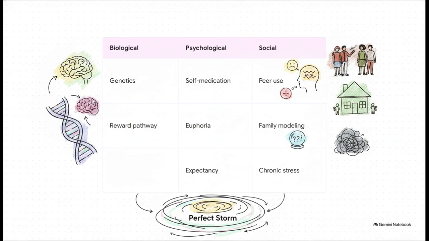There are even expectancy effects, meaning a person's belief about what a substance will do actually shapes how they use it. And socially, the environment is a huge catalyst. Things like peer pressure, family modeling, poverty, and chronic stress all deeply influence vulnerability. Put it all together, and it's a perfect storm.